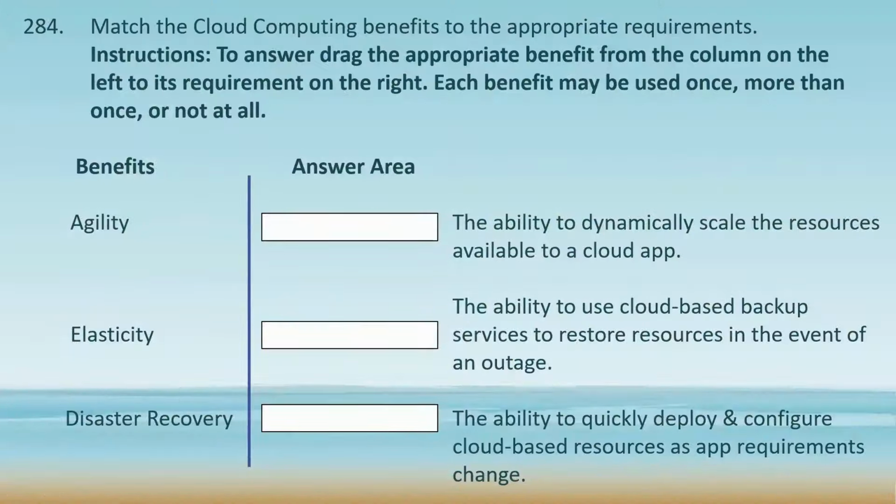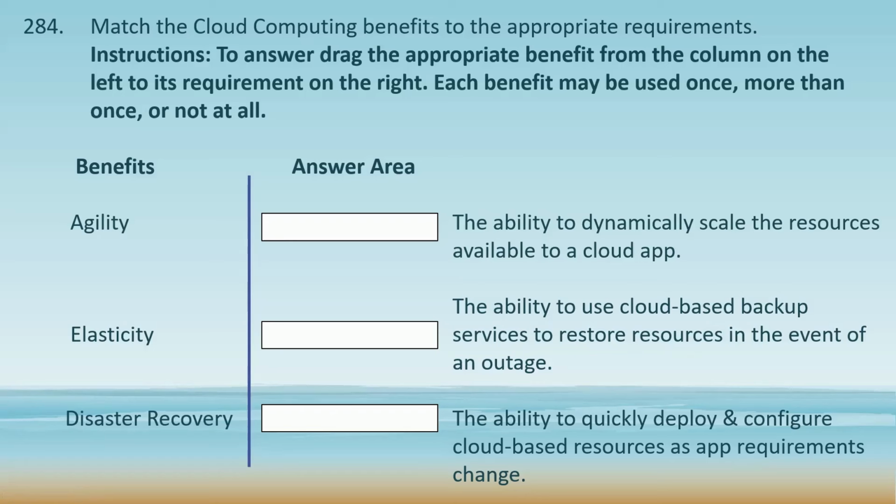Question number 284. Match the cloud computing benefits to the appropriate requirements, and the instructions are the same. You need to drag the appropriate benefit from the column on the left to its requirement on the right. Each benefit may be used once, more than once, or not at all. The benefits are agility, elasticity, and disaster recovery. And the requirements are the ability to dynamically scale the resources available to a cloud app, the ability to use cloud-based backup services to restore resources in the event of an outage, and the ability to quickly deploy and configure cloud-based resources as app requirements change.